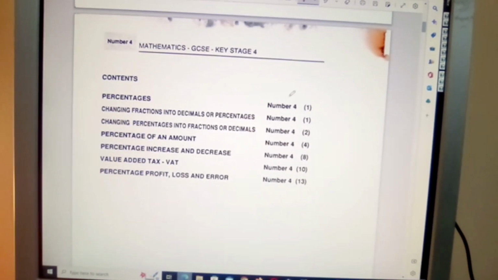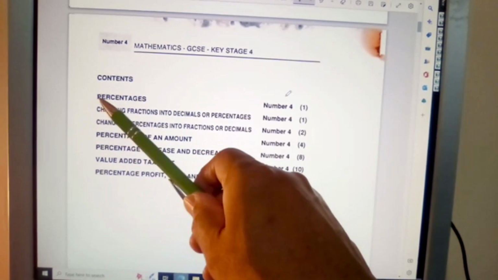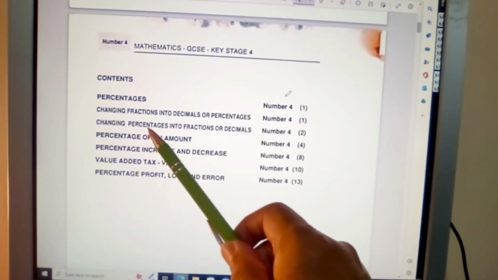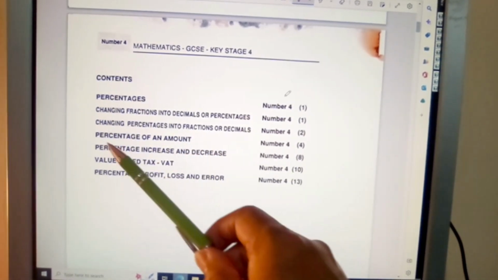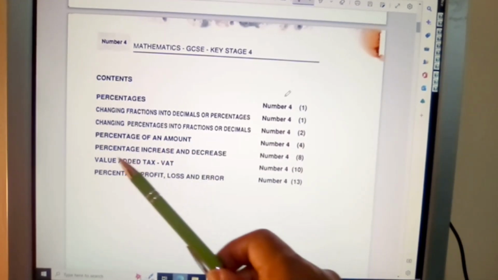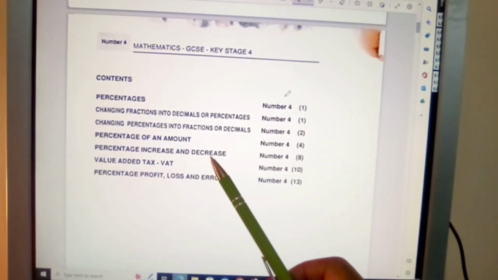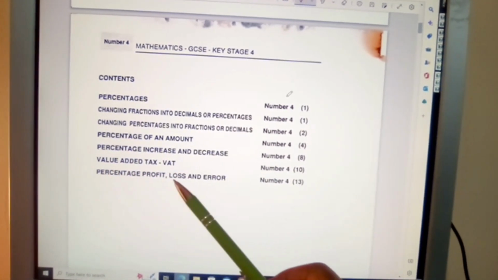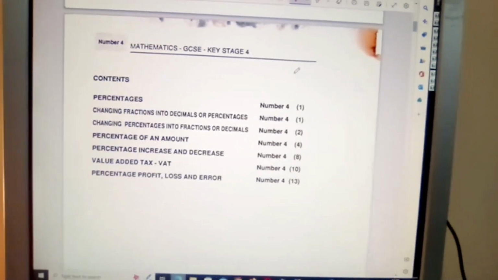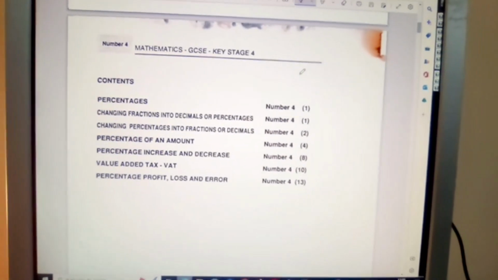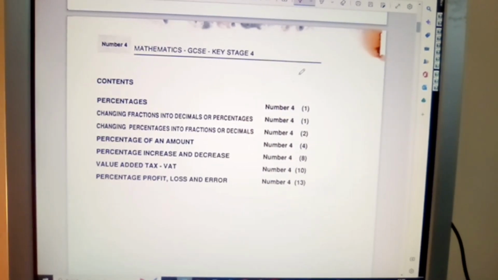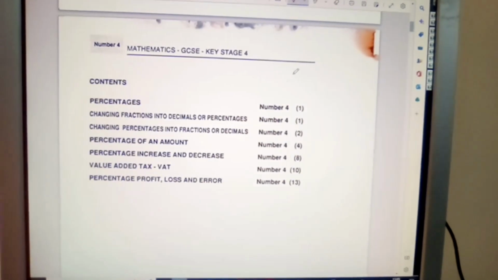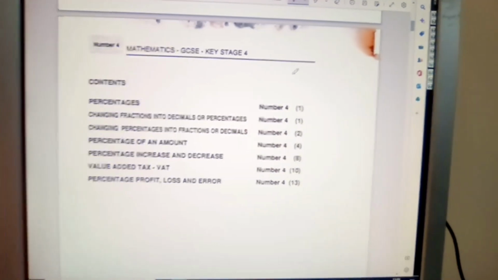Now again here what I want to look at is contents: percentages, changing fractions into decimals or percentages, changing percentages into fractions or decimals, percentage of an amount, percentage increase and decrease, value added tax, which is VAT, percentage profit, loss and errors. Okay, that's what I want to look at this point in time. Now I will try and do this in 3 or 4 sessions, basically to make sure that we can comprehend what we're trying to do and understand it.